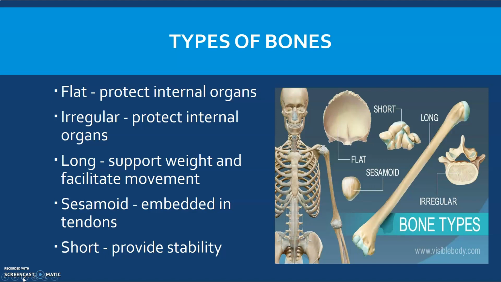Irregular bones also protect internal organs. The example that we have are vertebrae of the vertebral column, which protect the spinal cord. Long bones support weight and facilitate movement. Examples include the femur, which is the longest bone in the body, the tibia, the fibula, radius, and ulna.